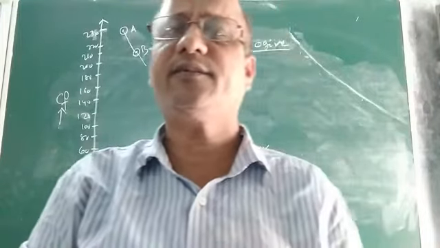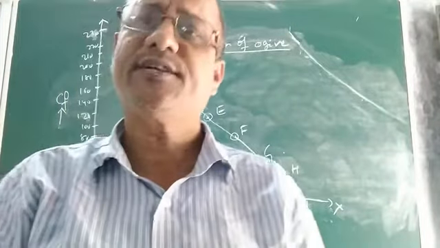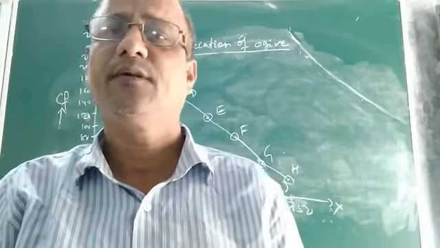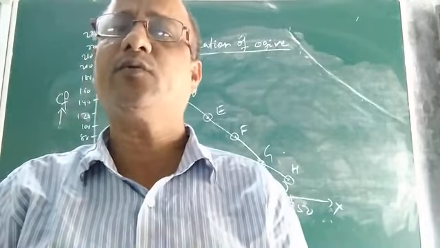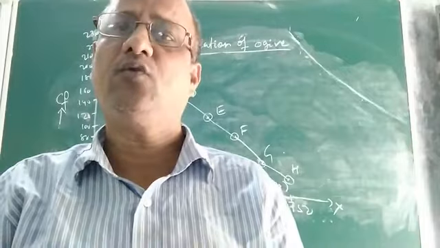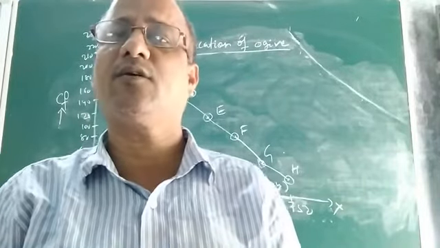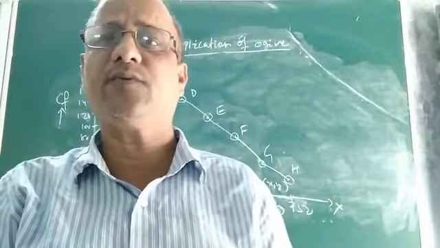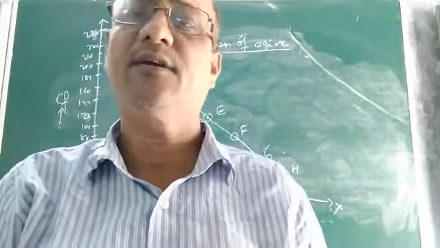Children, in the last class we discussed ogive, less than type ogive and more than type ogive. That means cumulative frequency curve. How to draw the cumulative frequency curve of both types, that is less than type and more than type, was discussed in detail in the last class.